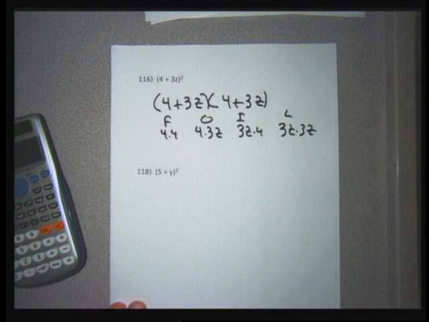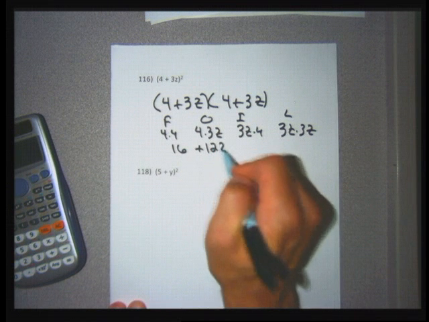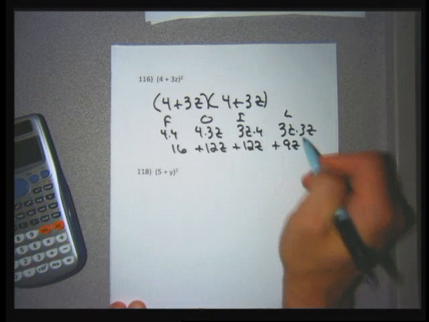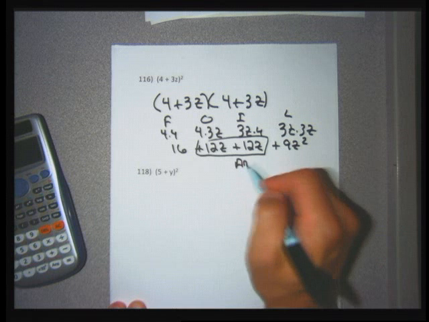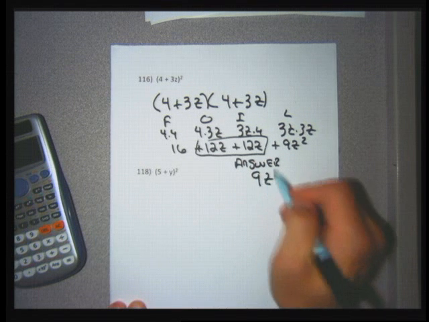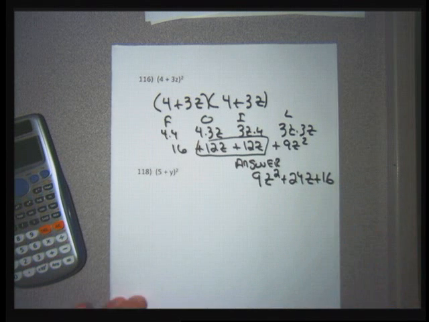So wrote it without the exponent, FOILed, you get 16 plus 12z plus 12z plus 9z squared. Combine these, write it in a nice order. My answer is going to be 9z squared plus 24z plus 16.